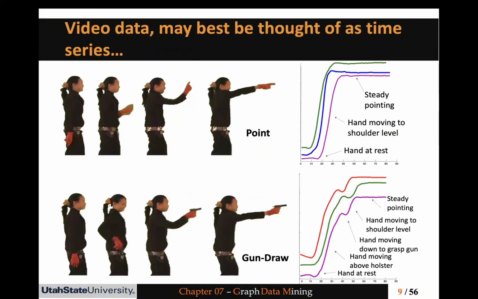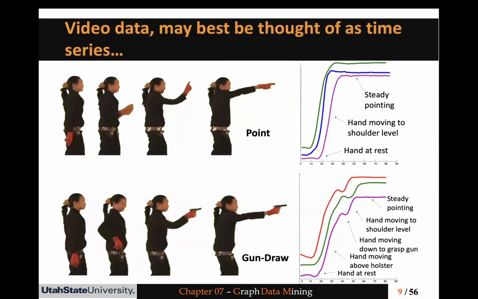This is another example from the video domain. So video as time series, interesting. A video is a sequence of frames, right? And each frame has a feature vector. So we can make a time series or a multivariate time series out of different vectors which are defining objects inside of the frame.